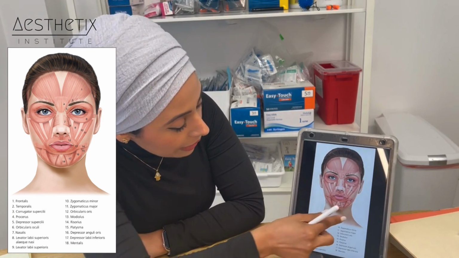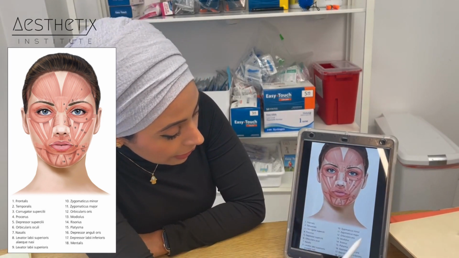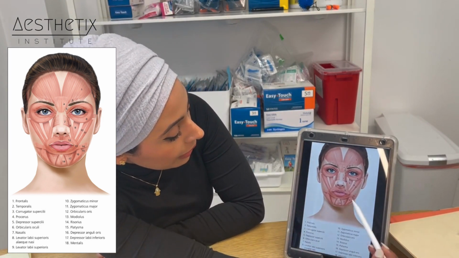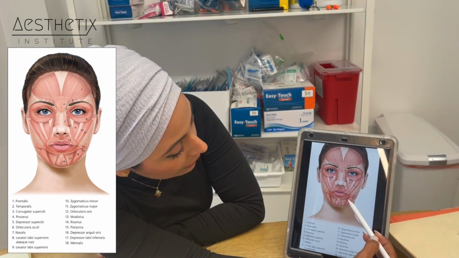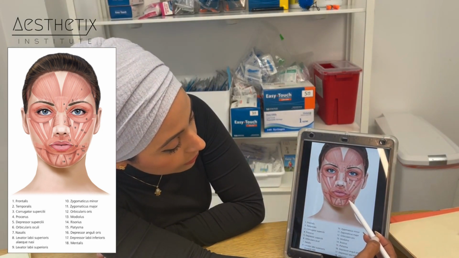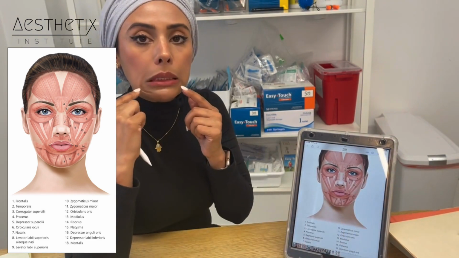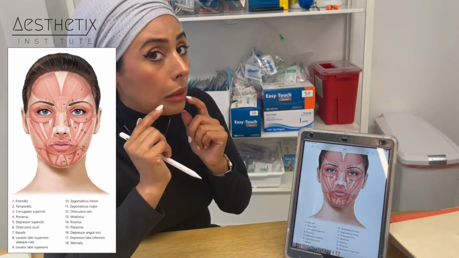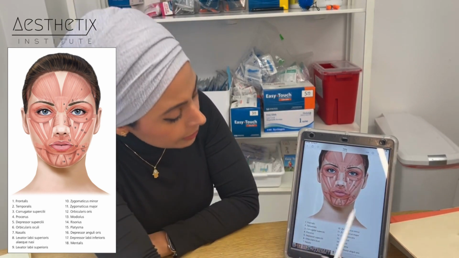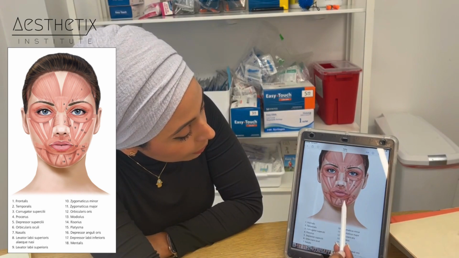Another little tip to avoid injecting your muscle, your depressor labii inferioris, which is this muscle, number 17, right next to your DAOs, next to 16. So we want to treat this area for that pull down, my apologies, not smile, the pull down of the corner of the lips. You want to avoid number 17.